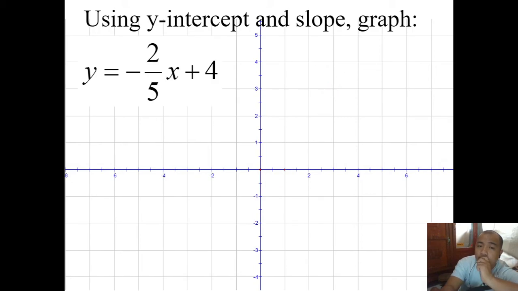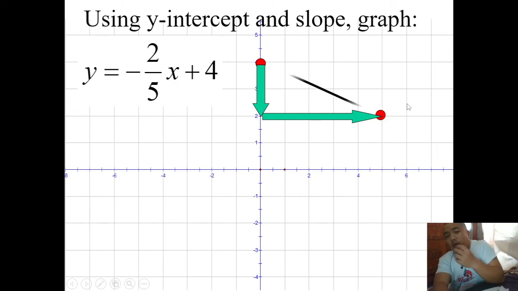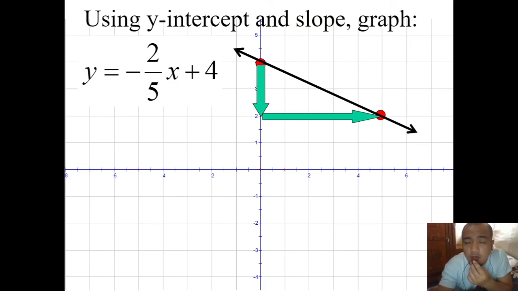Another, y equals negative 2/5 x plus 4. Locate the y-intercept on the y-axis, which is 4: 1, 2, 3, 4. And then, since the slope is negative 2/5, the rise is 2 and the run is 5. This is the rise, this is the run. You rise 2, and you run 5 to the left because it's negative. So the other point is, 2 is the rise, 5 is the run, and since it's negative, we go to the right, so that the line will go in the left direction. So the other point is at 5, 2. Then connecting the 2 points forms a straight line, which is the graph of y equals negative 2/5 x plus 4.